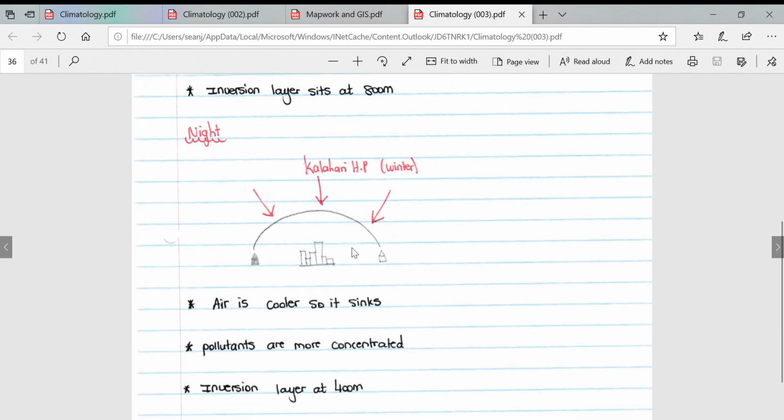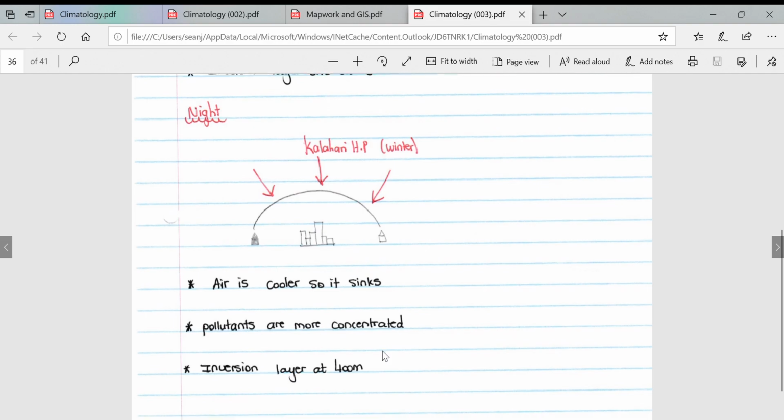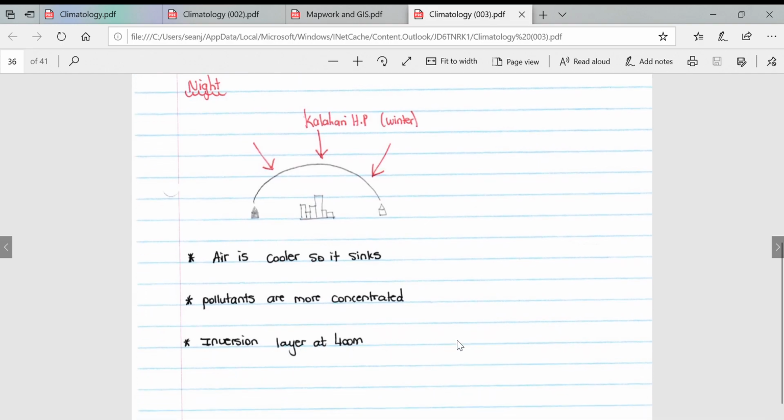Then if we look at night, the picture changes a little bit. It becomes more of a concave, semicircle type shape. The air is cooler, so it sinks. Pollutants are more concentrated. The inversion layer drops to about 400 meters.